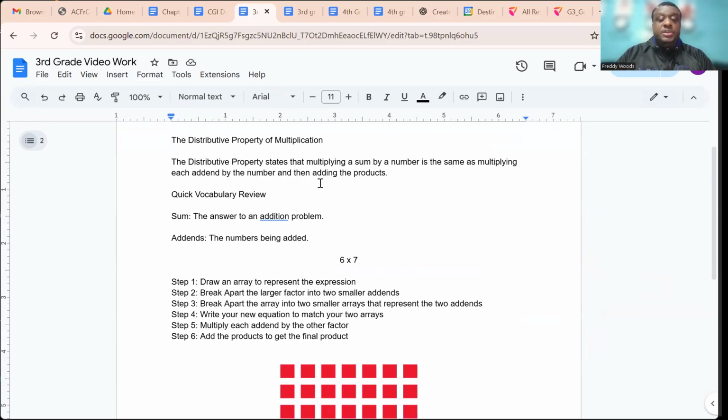The distributive property states that multiplying a sum by a number is the same as multiplying each add-in by the number, then adding the products. Quick vocabulary review. Sum is the answer to an addition problem. That's going to come into play during my example of the distributive property and using it correctly. And then add-ins. Those are the numbers being added. So my add-ins are the numbers that I add.